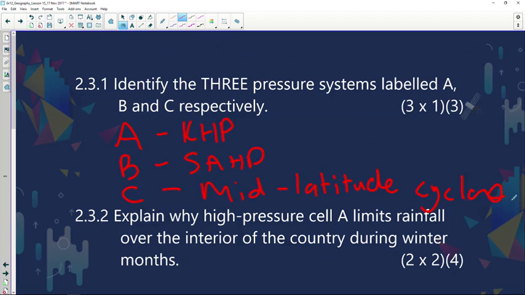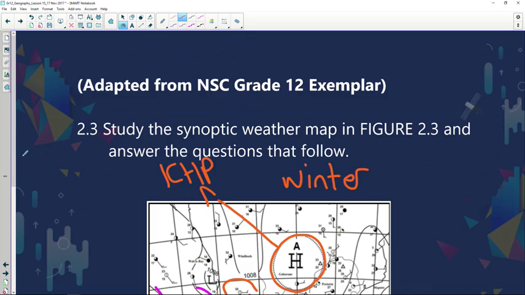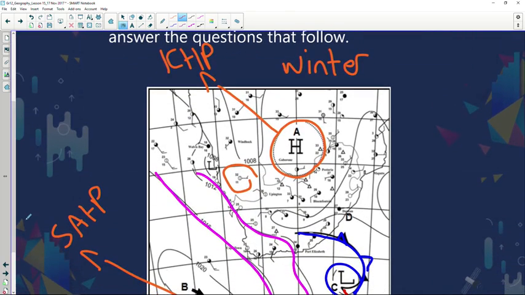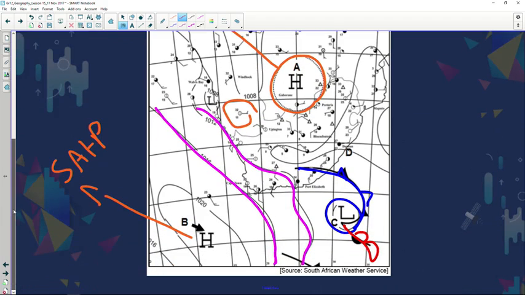Explain why the high pressure cell A limits rainfall over the interior of the country during winter months. As you can see on the weather station models, most of them don't show any rain formation, precipitation, or cloud cover. The reason for this is the strong subsidence of the high pressure system over South Africa.